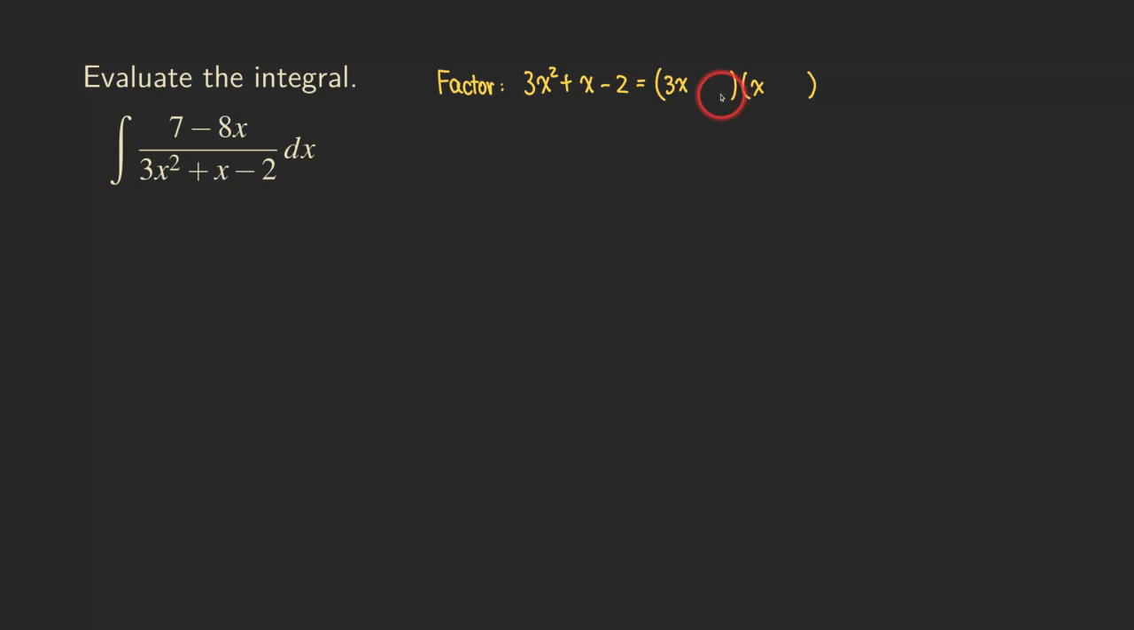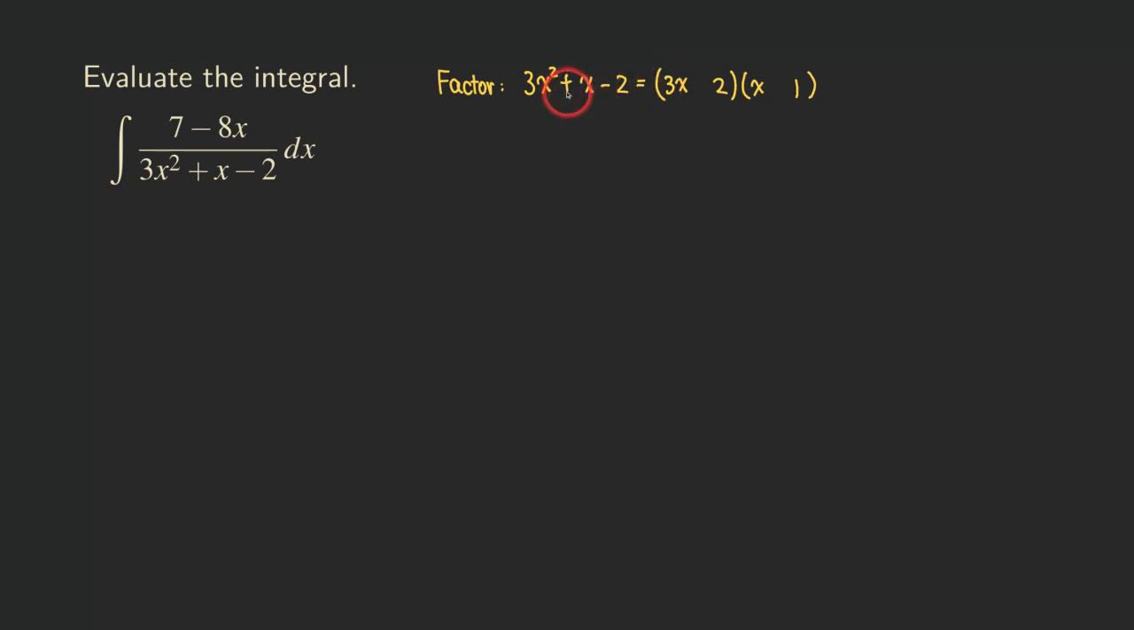And the question is, do we put the 2 here or the 1 here? We've got to try, right? That's why it's called trial and error. So we can try the 2 here and then the 1 here. If you try it, you are going to get 3x times the 1, which gives us 3x, and then 2 times the x will give us 2x. So in this case, we are able to get the coefficient of 1 for the x.